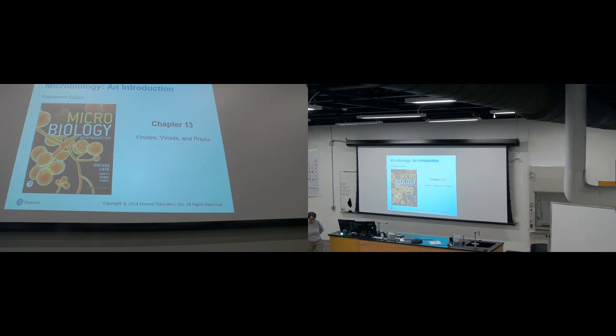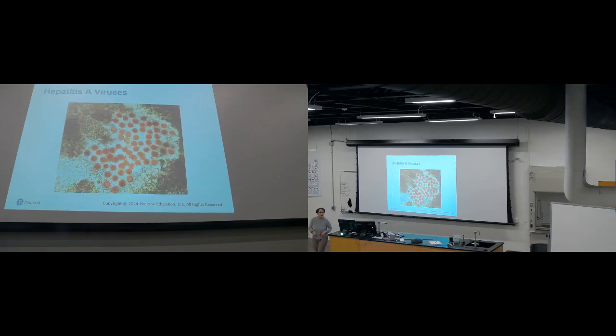This chapter is going to be about viruses, viroids, and prions. So, let's see. Click here first. Here we have an image of hepatitis A virus in making a film. This virus is one of the viruses that can be preventable through vaccination.